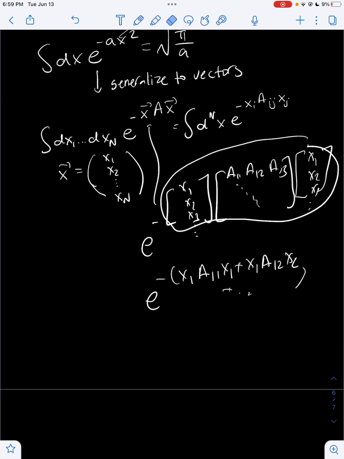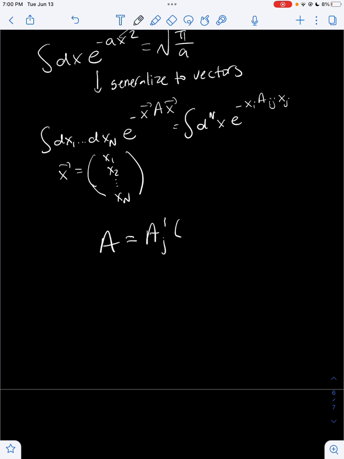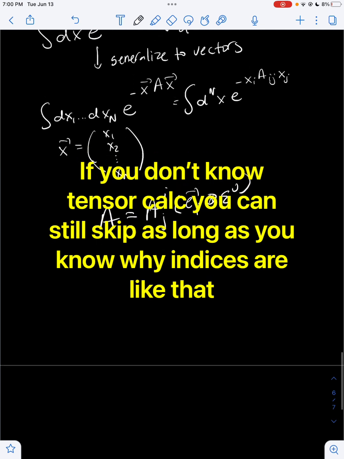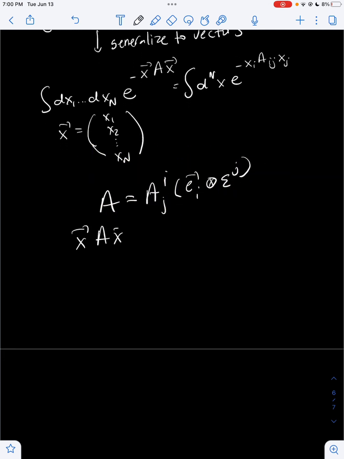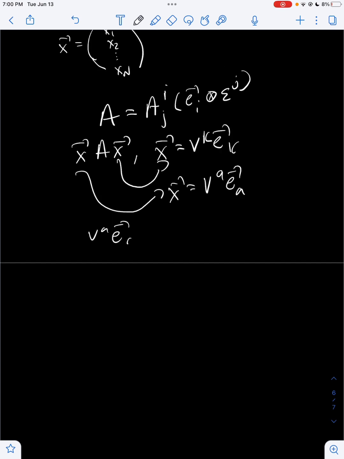Now there's a nice strategy that I like to use to know what letters each variable gets, by noting that A is a linear map. So A can be written as a_ij, e_i tensor product epsilon^j, where epsilon is a dual basis vector. By the way, if you know tensor calculus, just skip this part. But then we can note that we have x A x. We can write out x as, say, v^k e_k, and this x can be written as, say, v^a e_a. This means that we have v^a e_a times a_ij e_i tensor product epsilon^j, and then v^k e_k.